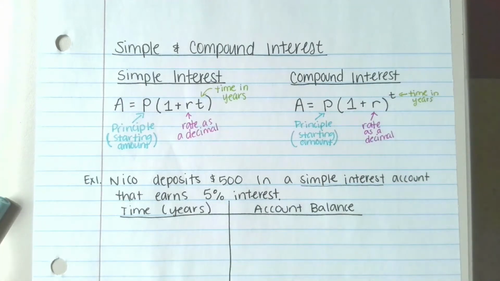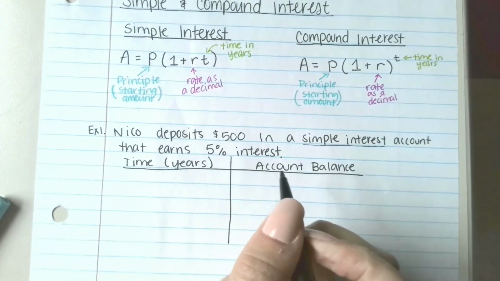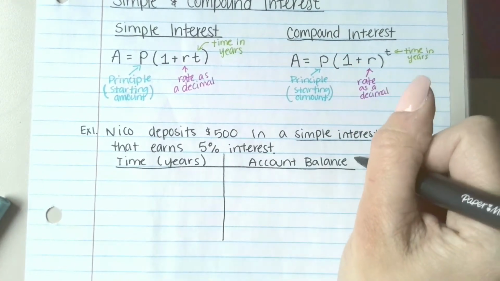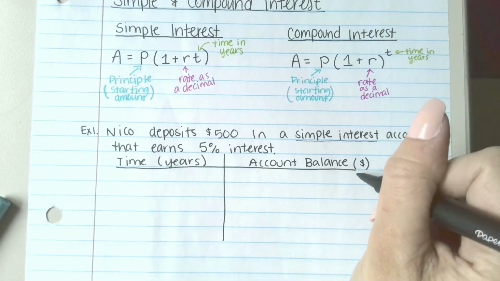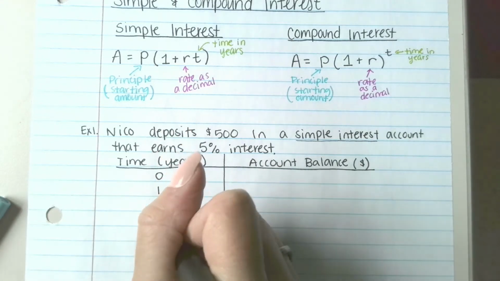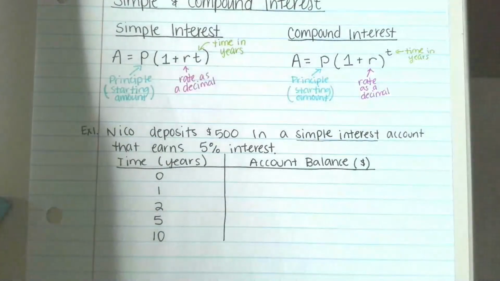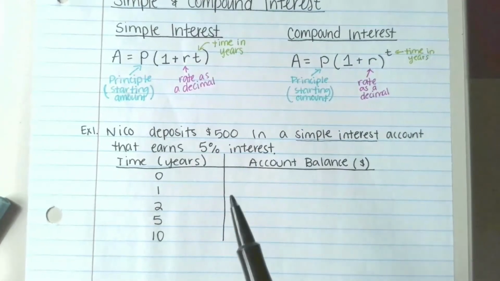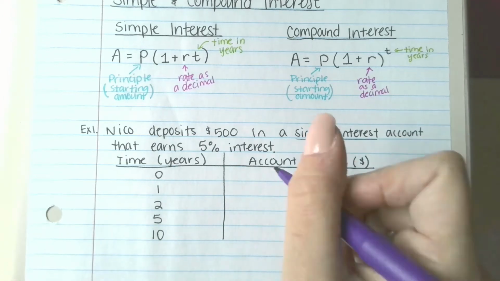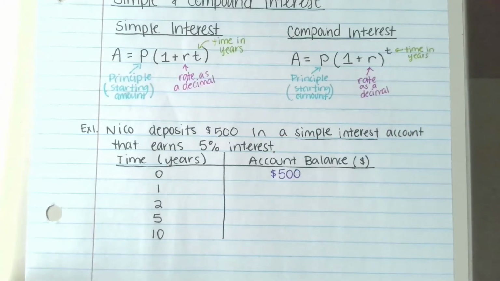Okay. So to fill out our table, the X column is going to be our time in years, and then the Y column is going to be our account balance, and that's going to be in dollars. So we're going to look at the years 0, 1, 2, 5, and 10. So at 0 years, right at the very beginning, Nico starts with $500. That's how much he has to put in his account.